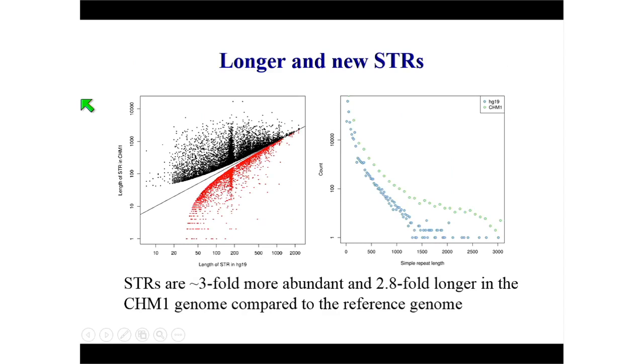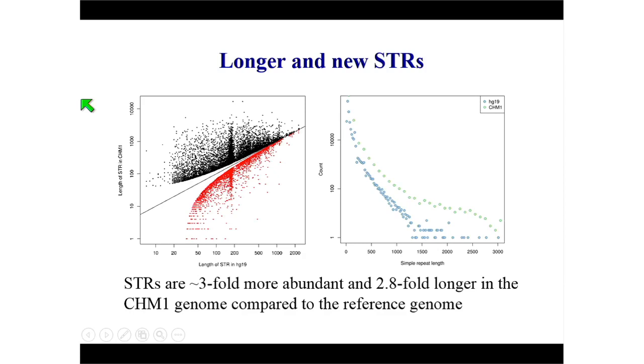So of the types of events that we saw, shown here are the insertions for short tandem repeats, where we're plotting the length in the new reference human genome, compared to what we see in this case, GRC37. You can see that the short tandem repeats are longer and more plentiful. The short tandem repeats that we document, which would include things like triplet repeats associated with genes, are about 3-fold more abundant and 2.8-fold longer in this new reference compared to the human reference.